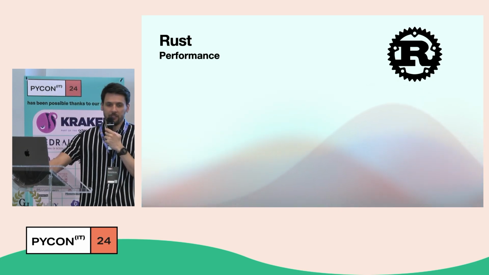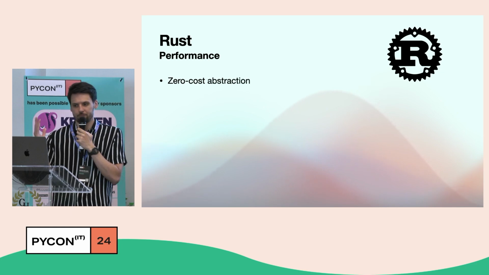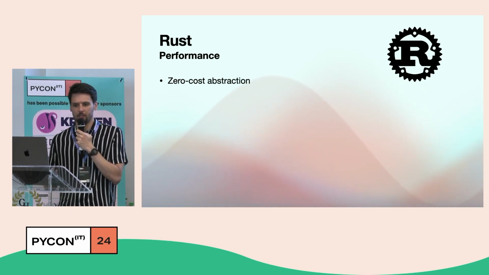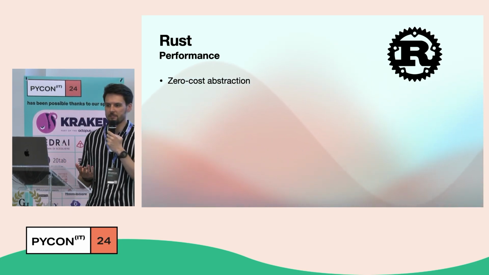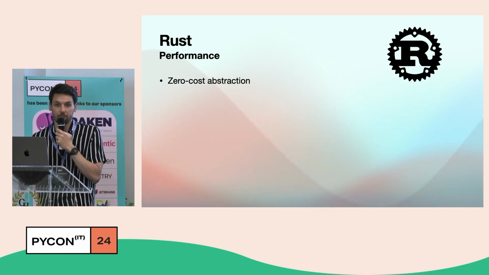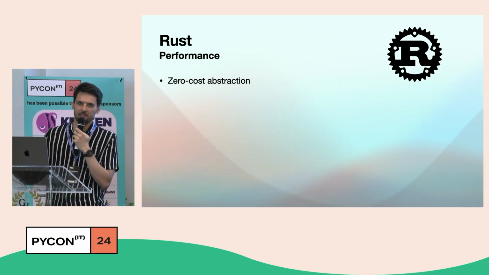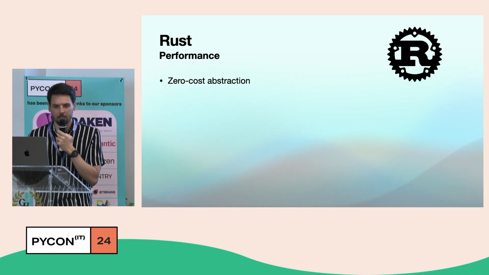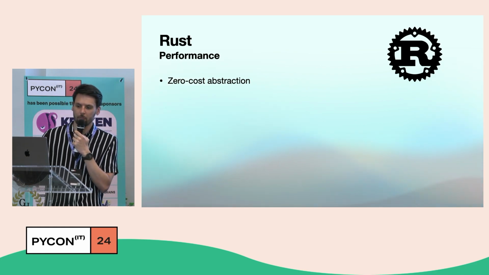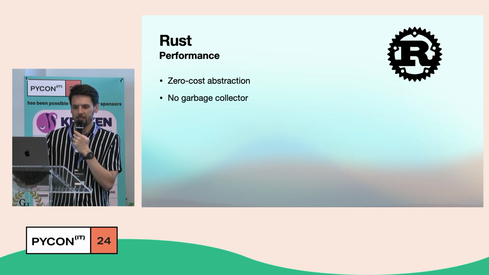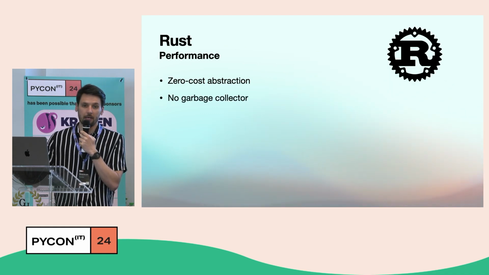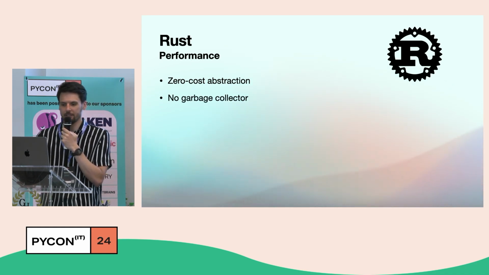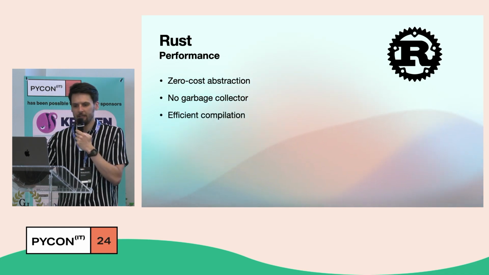Rust is a very performant language thanks to zero-cost abstraction, which means high-level programming concepts like, for example, iterators don't add any extra runtime cost because they get compiled down to machine code. There is no garbage collector, but it is memory safe thanks to the ownership system.